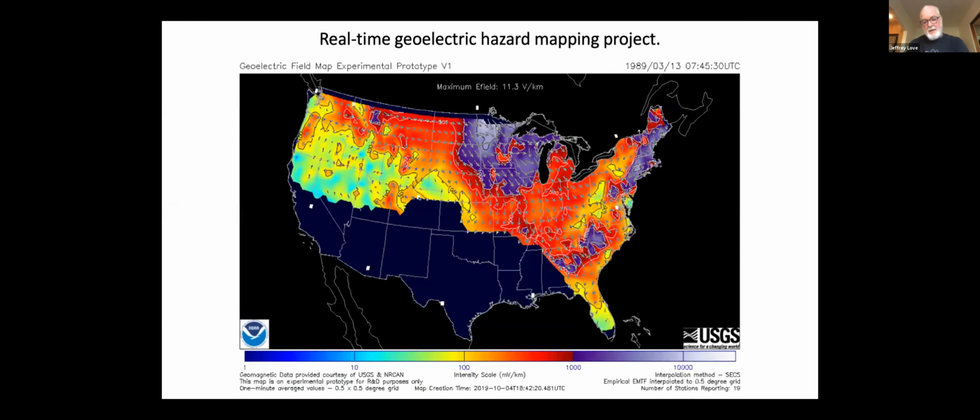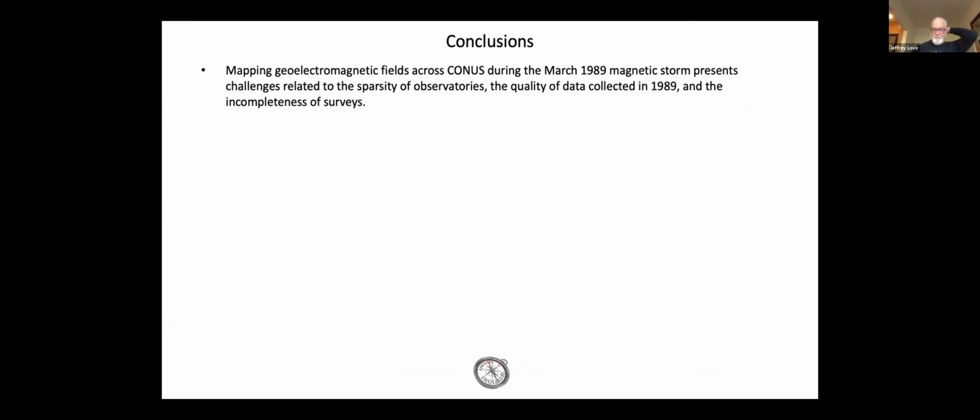There's an ongoing project in which we're collaborating with NOAA to translate these results into real-time maps. Again, using the magnetotelluric impedance tensors, marrying them with magnetic observatory data, but doing that all in real time in order to map out the geoelectric field as it's experienced across CONUS during magnetic storms, as a service to the power grid industry. All right, so moving on to my conclusions.